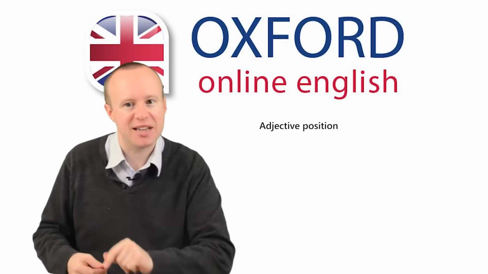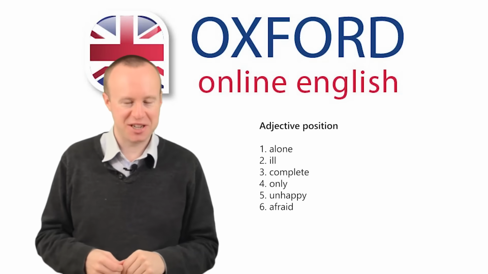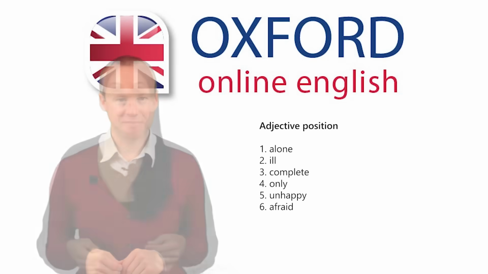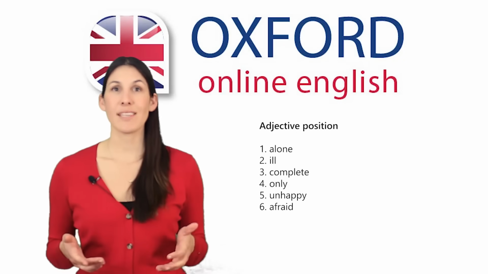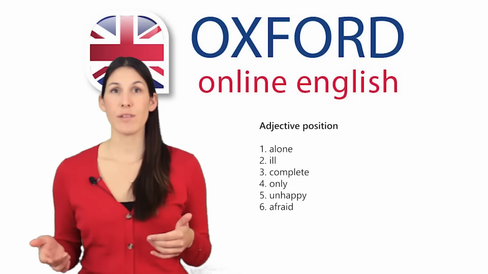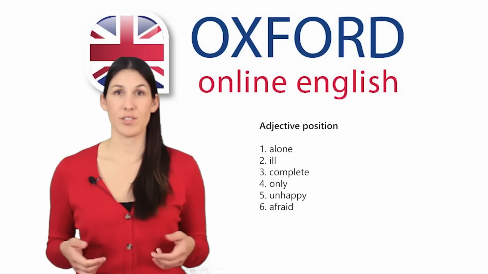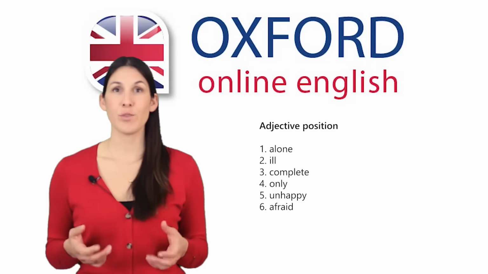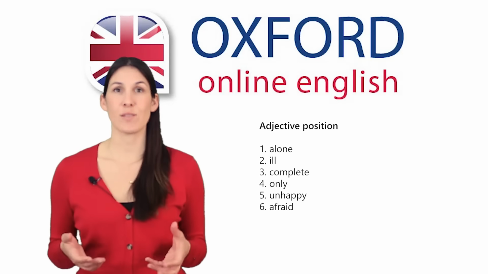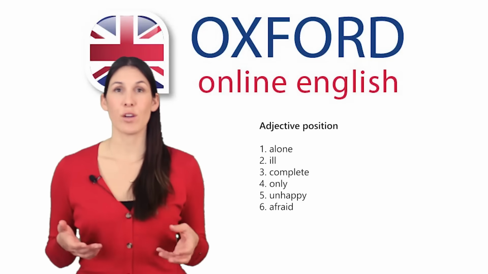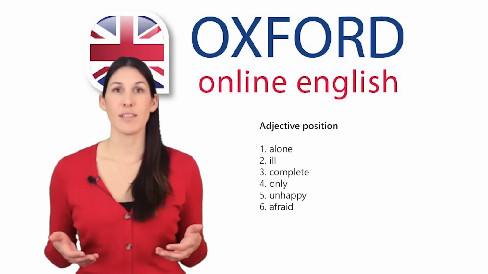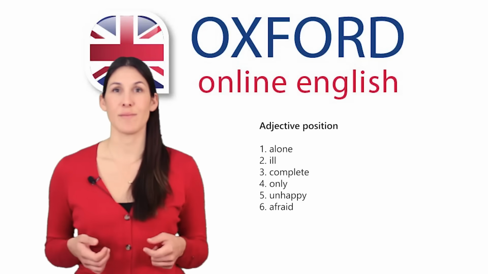Now, let's do a test. Look at 6 adjectives. Here's the question. Can these adjectives be used before the noun, after the noun, or in both positions? To do this, try making sentences with the 6 adjectives or go to an online dictionary, such as the Cambridge Dictionary or Longman, and find example sentences.